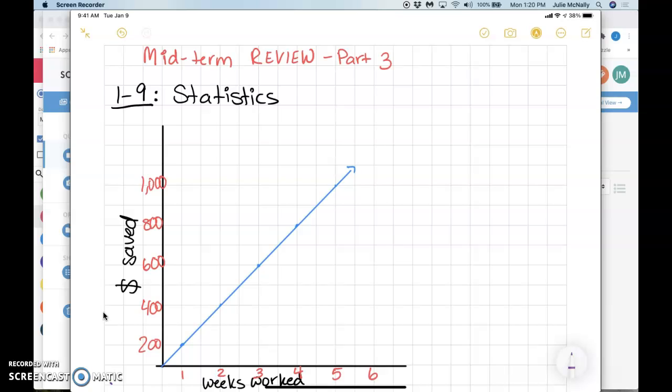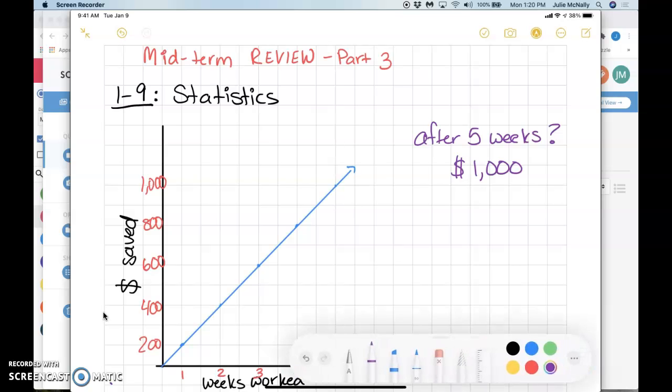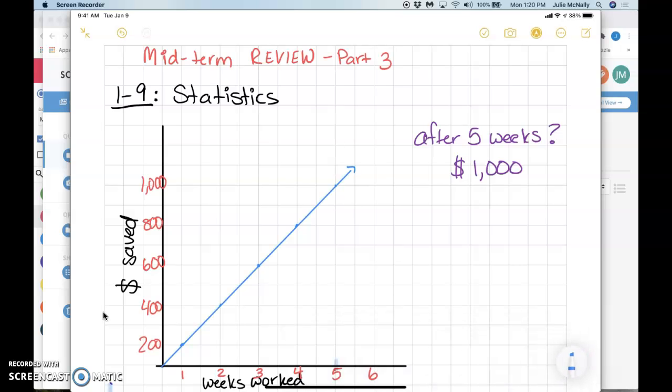So we can see that this graph goes in a straight line, and it's going to ask you a question like, after 5 weeks, how much money had this person saved? $1,000. Again, it's very similar to reading the last chart. You go to the number 5, and then you go to $1,000 and you see where those two meet. And they meet right there at $1,000.